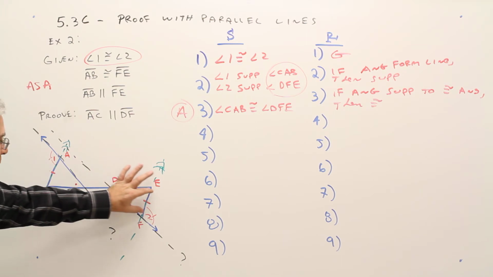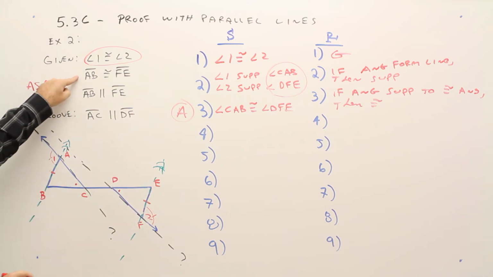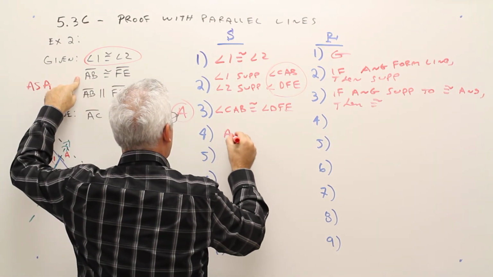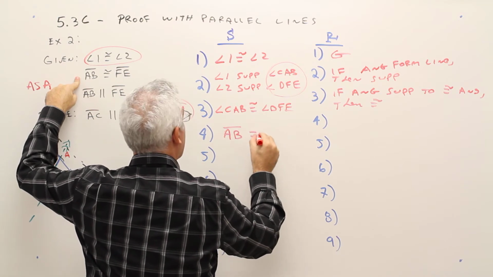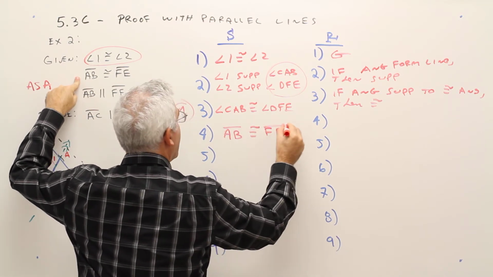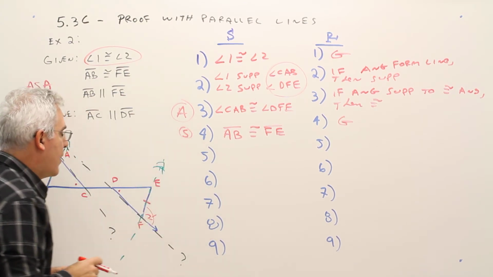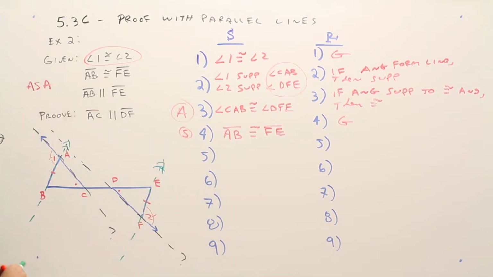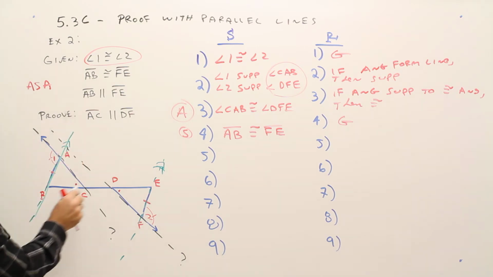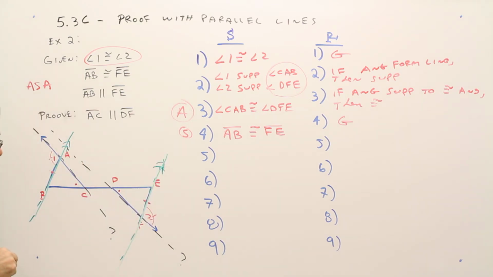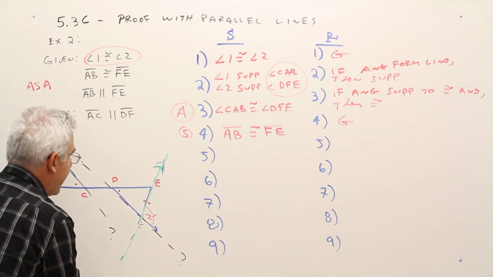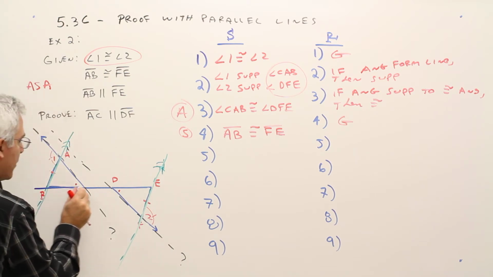Okay, then I'm going to just list the sides. They gave me that right there. AB is congruent to FE. That was given. Then I'm going to use what they told me here in green. They told me those green things were parallel. Again, I'll extend my transversal too.